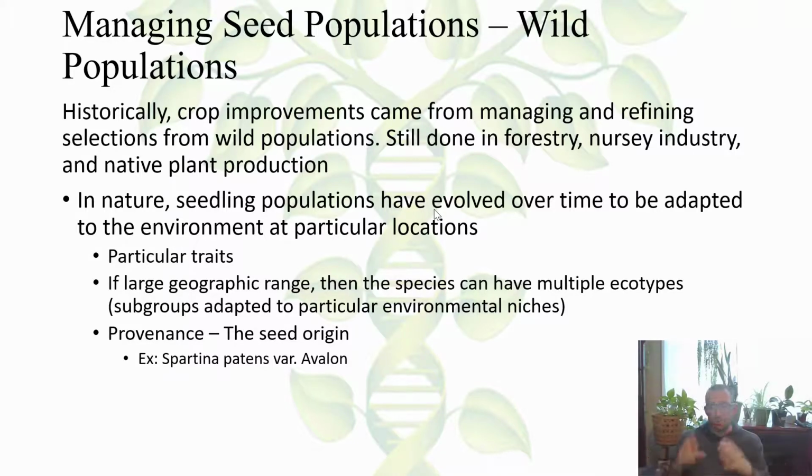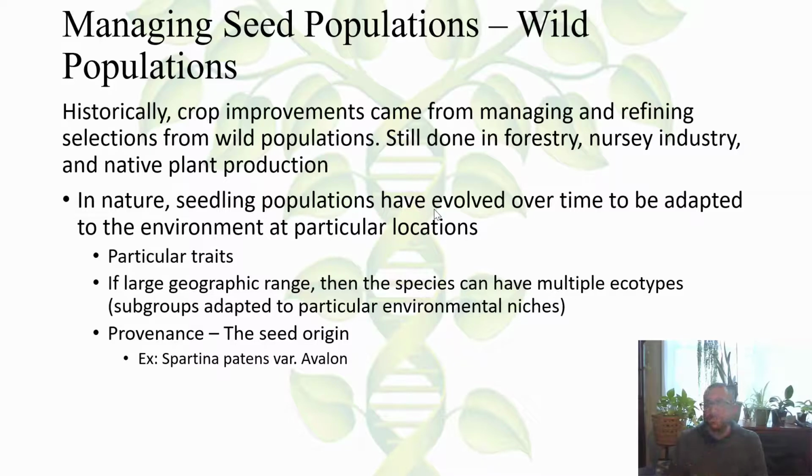So sometimes historically we could have gone around and seen that, hey, maybe over in New Jersey, this plant has this particular adaptation, these particular genes that could be really beneficial, and we could take that and breed that in with other plants, right? So we could have done that by looking at these wild populations.